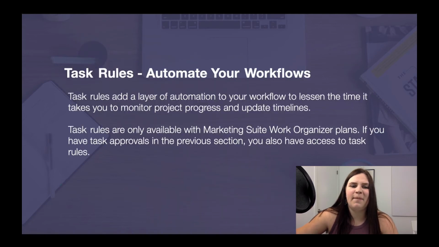Next up, we're going to talk about task rules. Task rules essentially add automation to your workflow to lessen the time it takes you to monitor project progress and update timelines. Again, this functionality is only available with Marketing Suite Work Organizer plans. If you have task approvals in the previous section, you also have access to task rules.